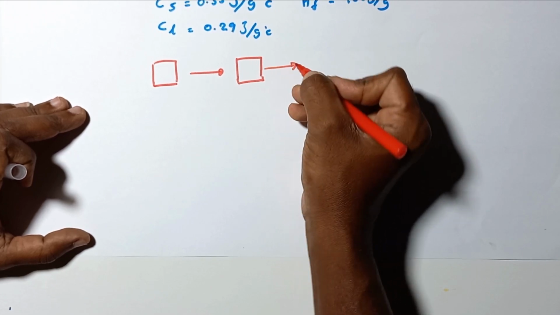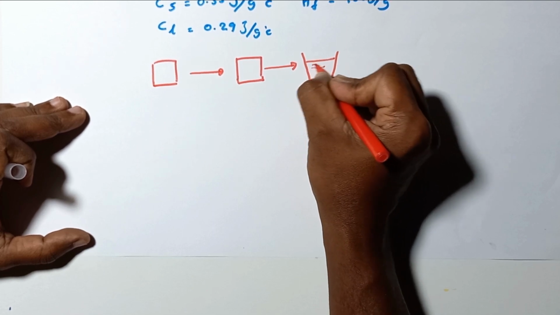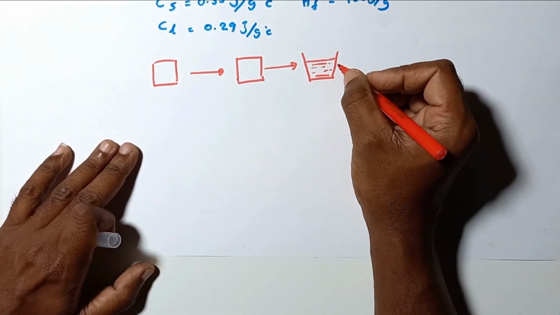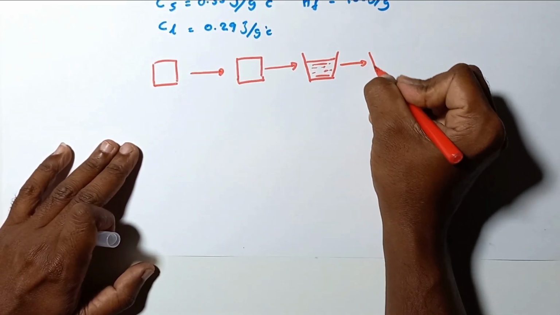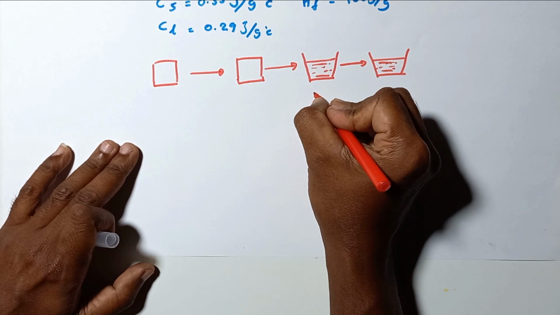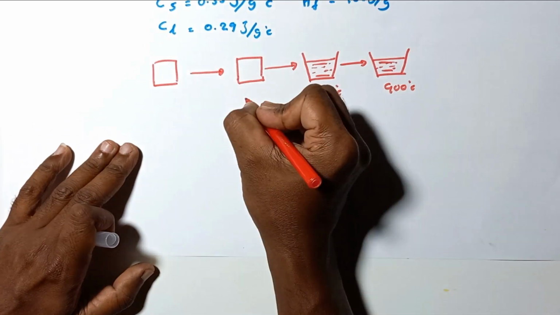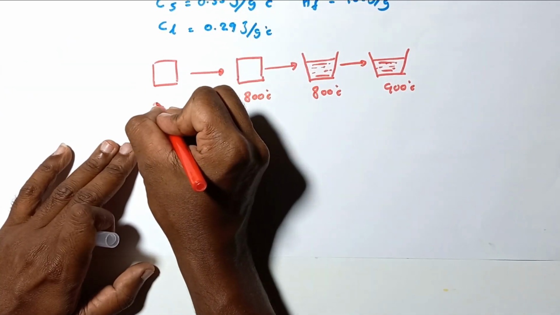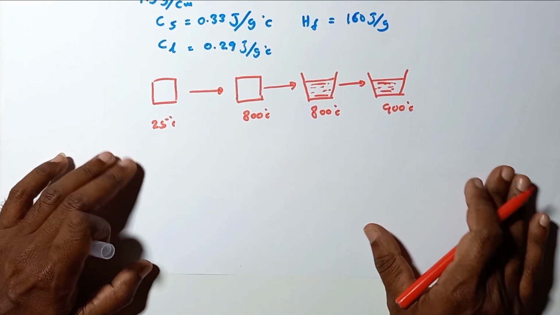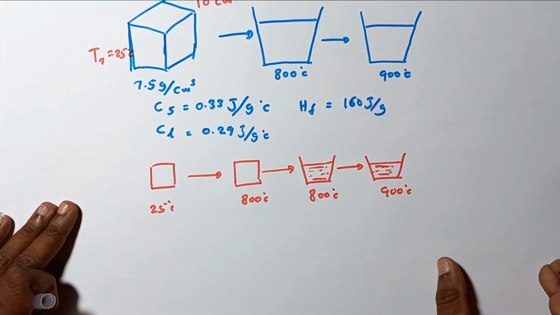Then the latent heat of fusion has to be given. That means latent heat of fusion energy has to be given to break the molecular structure, so it is converted to molten liquid at the same temperature. Then it has to be heated to the pouring temperature, 900 Celsius. Here 800 Celsius, here 900 Celsius, here 25 Celsius. The problem is asking for the total heat energy required for this operation.